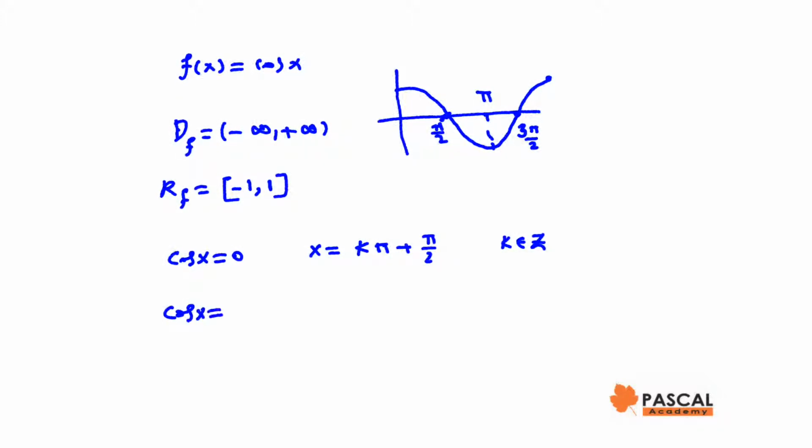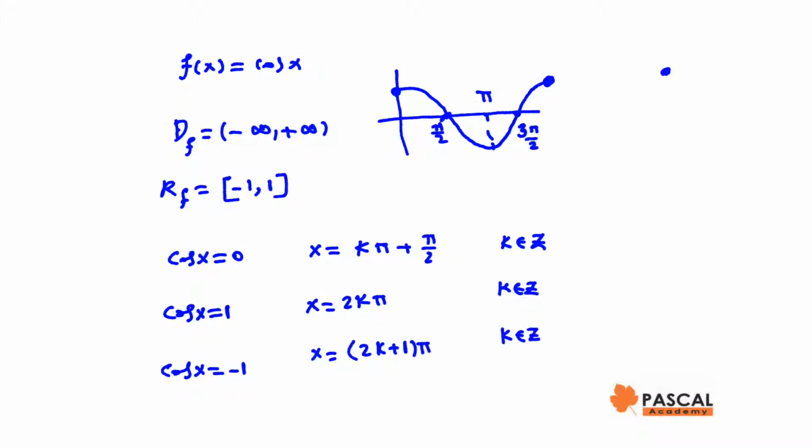Cosine of x equals 1 at 0, 2 pi, 4 pi, which means 2k pi when k is an integer. Cosine of x equals -1 at odd multiples of pi: pi, 3 pi, 5 pi, and so on.